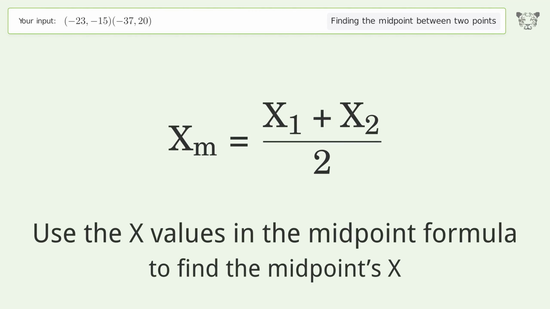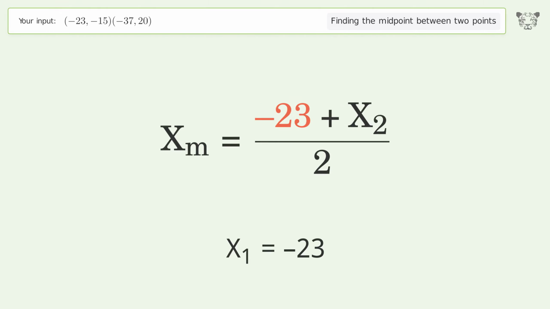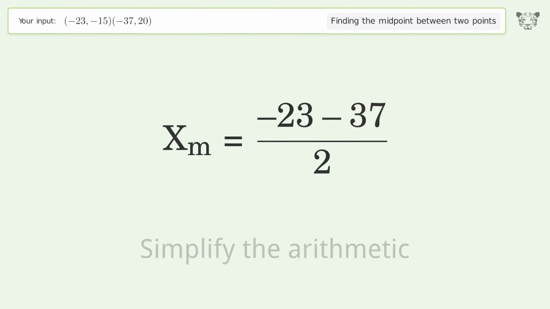Use the x values in the midpoint formula to find the midpoint's x. x1 equals -23. x2 equals -37. Simplify the arithmetic.